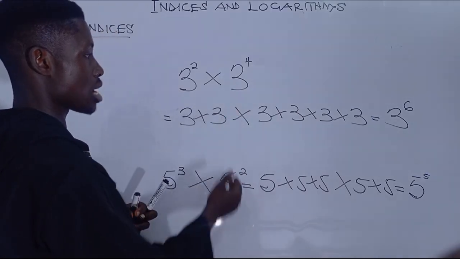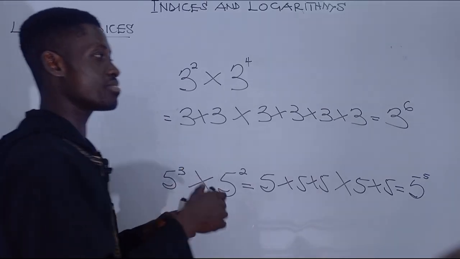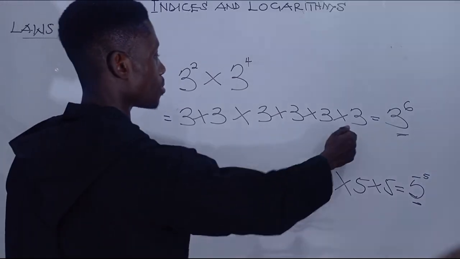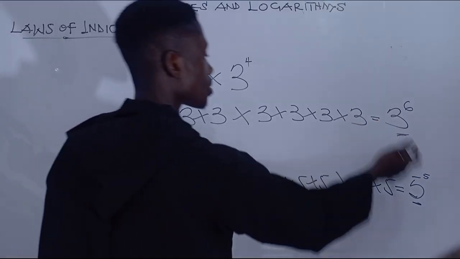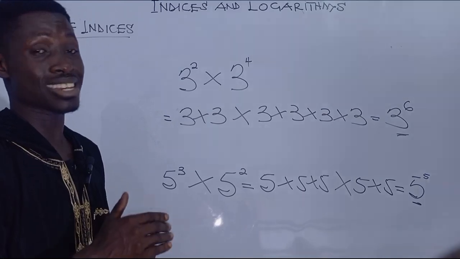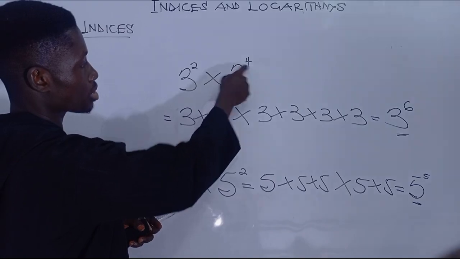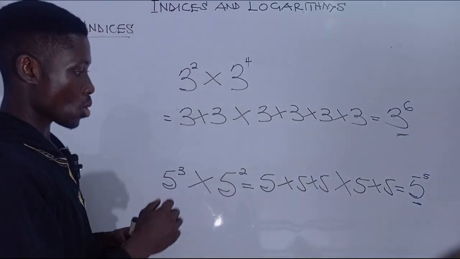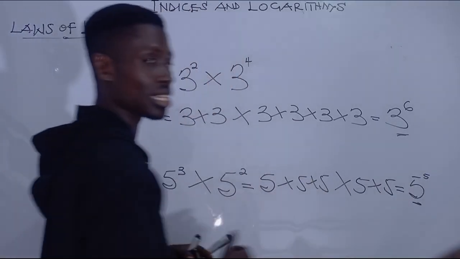Now looking at these two examples, is there any other way by which we can achieve these results without fully expanding the whole of that? I believe you are saying yes, because we can observe that when we sum the powers of these two numbers, it gives us the power of that.